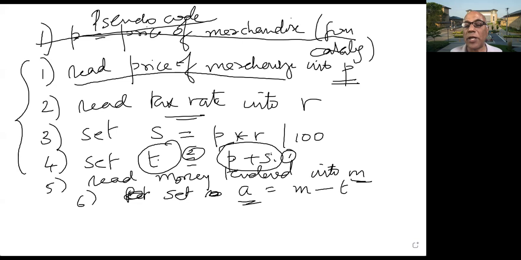So the first step is to add P and S. Second step is to store that into T. Here, the first step is to multiply P and R, then divide it by 100. This is the second step, and this is the third step. So this is another thing that has to be read into the program, because how much the person gives you depends on the particular situation, right? Somebody might give two $100 bills. One might give $100 and some other $20, whatever. So the amount would be always whatever the person gave you less the total cost.